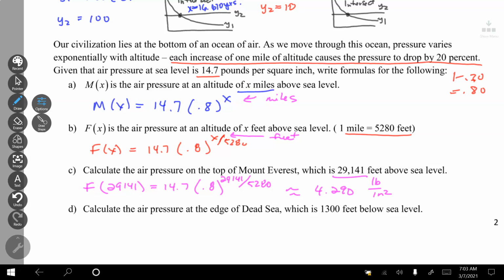That's not a lot of air pressure. If we're normally used to about 15, this is less than a third. That's why people need to bring oxygen with them. It's very thin up there.